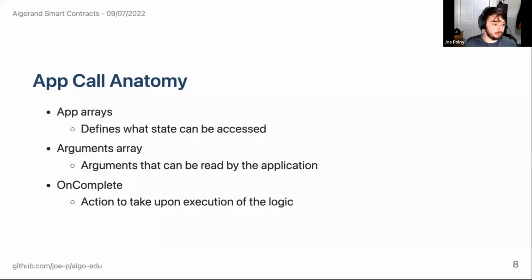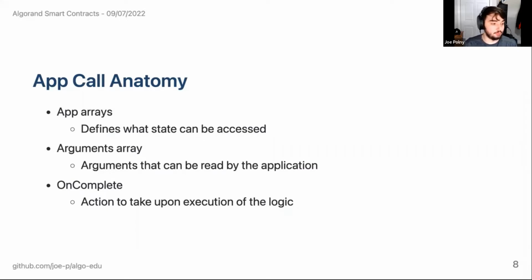So what does the anatomy of a smart contract call look like? You have your app arrays, which is what I was just talking about, which define what sort of state can be accessed. You have an argument array, which defines basically the arguments for the contract itself. You can think of it like defining a function in any given programming language, which has arguments. Same thing with an Algorand smart contract. You basically call a function that might have some arguments.